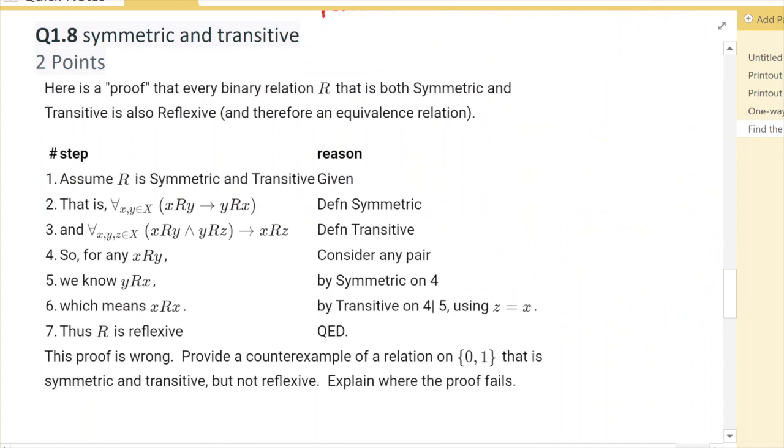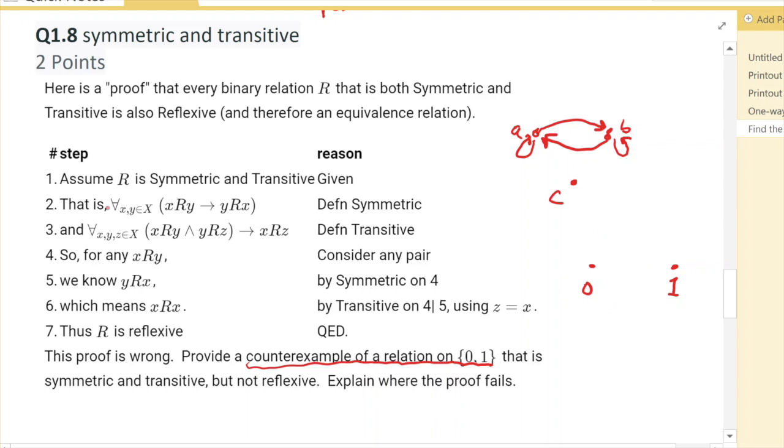Symmetric and transitive. Here's a proof that every binary relation that is both symmetric and transitive is also reflexive. What does this mean? If I have a relation that's symmetric, if A is related to B, then B is related to A. And by transitivity, if A is related to B and B is related to A, then A has to be related to A, and similarly B has to be related to B. So this seems plausible until I put down C here and don't connect it to anything. I'm supposed to provide a counterexample on 0, 1. The empty relation on 0 and 1 would be symmetric and transitive, but not reflexive.